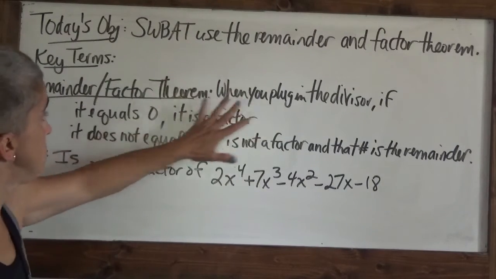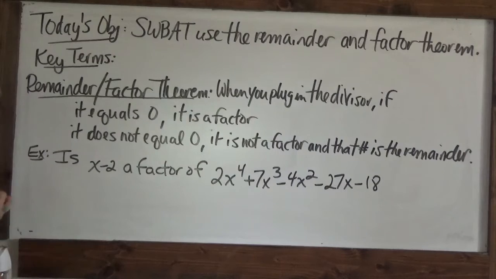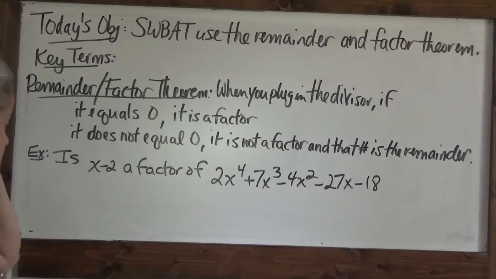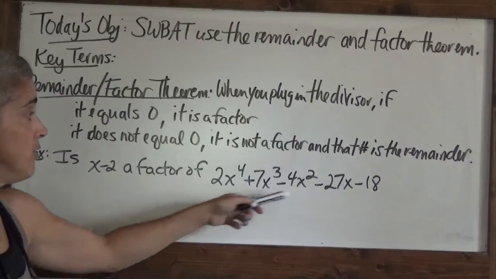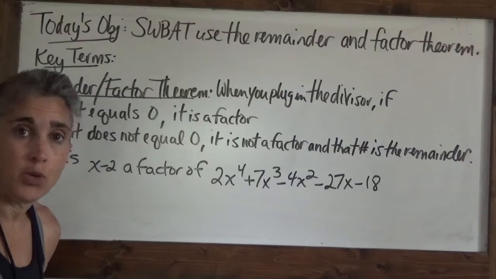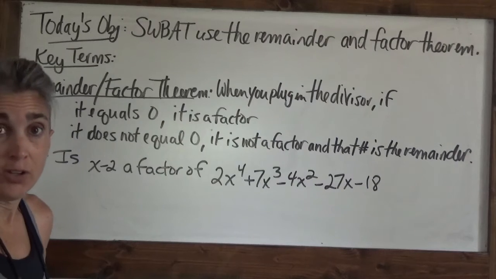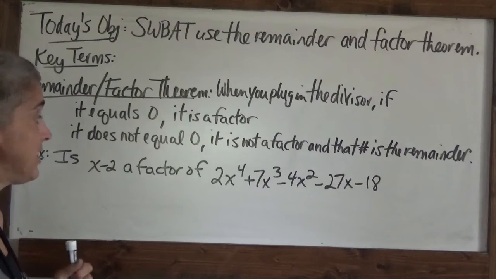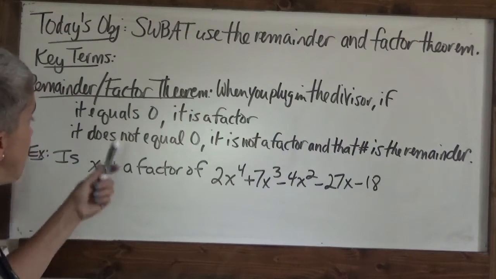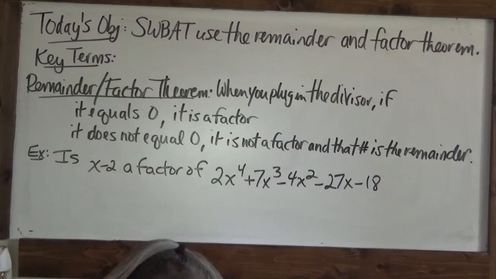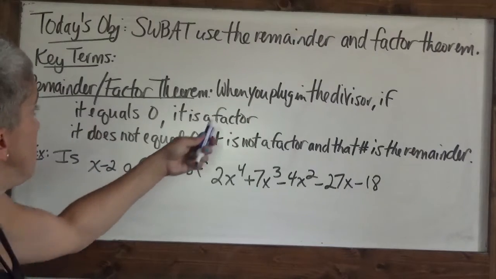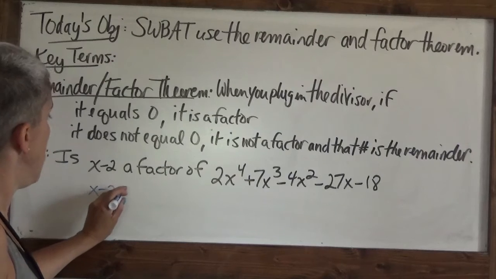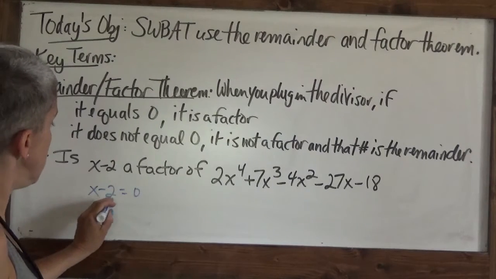So this is important to put in your notes. I'll do two examples here. I'm asking you, is x minus 2 a factor of this? One possible thing that we could do is do our synthetic division from the other video, and if I got 0 at the end, I know it's a factor. Another possible way is to use this remainder factor theorem. That says we're going to plug in the divisor. So what number am I going to plug in here? I need to set that equal to 0 and solve it.